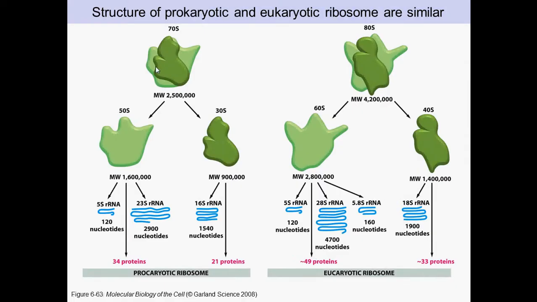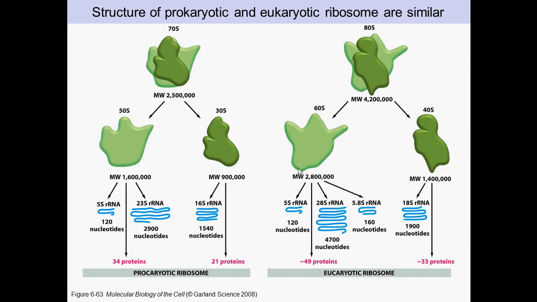And here's just the orthologs between prokaryotes and eukaryotes. When the ribosomes are not actively translating, they remain as two separate subunits, large subunit and small subunit. And then we have the 5S, 23S, 16S ribosomal RNAs, and their corresponding nucleotide lengths. And over here also we have the different RNAs.